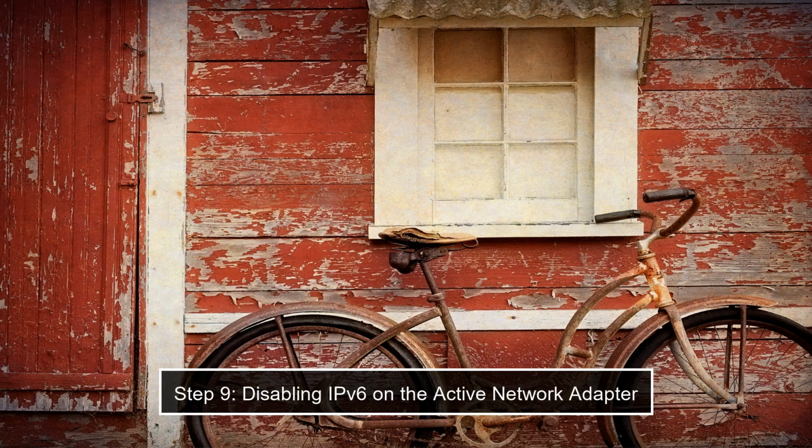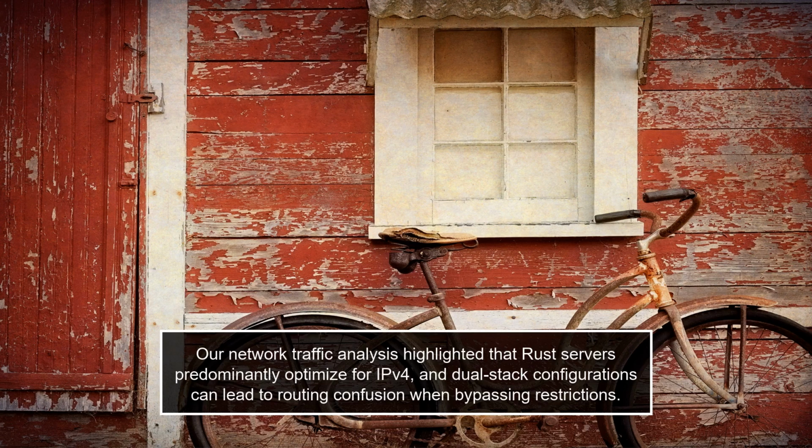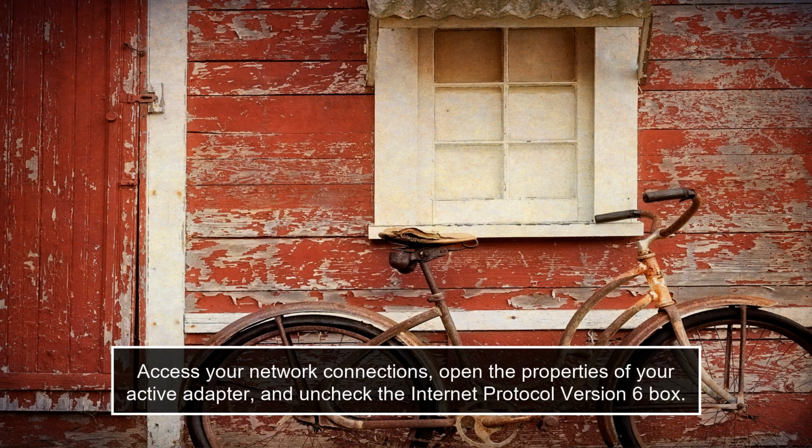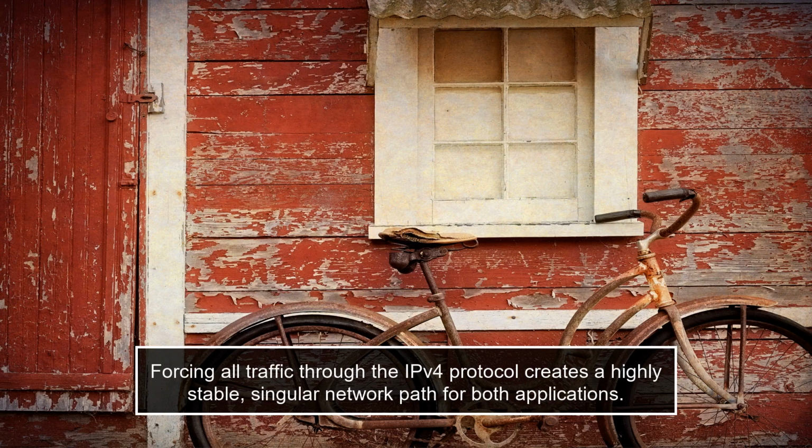Step 9. Disabling IPv6 on the active network adapter. Our network traffic analysis highlighted that Rust servers predominantly optimize for IPv4, and dual-stack configurations can lead to routing confusion when bypassing restrictions. Access your network connections, open the properties of your active adapter, and uncheck the Internet Protocol version 6 box. Forcing all traffic through the IPv4 protocol creates a highly stable, singular network path for both applications.